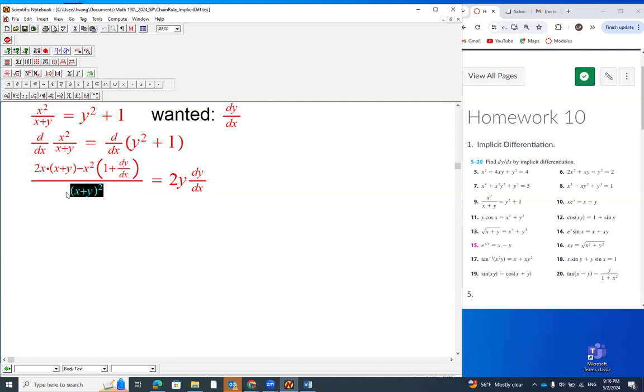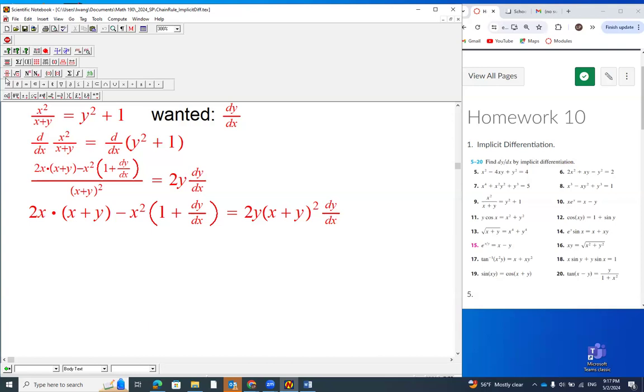Well, to get rid of the denominator, multiply x plus y squared on both sides. On the left-hand side, the denominator is reduced, and the left-hand side will be left with this guy. On the right-hand side, it's going to be 2y times x plus y squared. And then, right, so this piece multiplies both sides, we have 2y times that, dy dx.